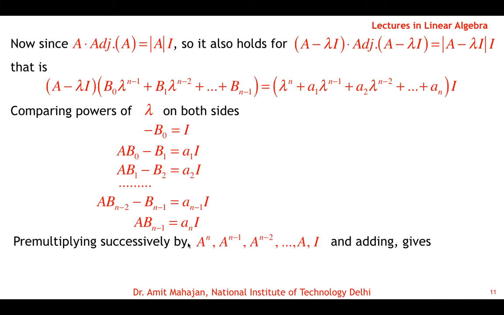So pre-multiplying successively by A power n, this first, A power n minus 1 multiplied to this second, A power n minus 2 multiplied to third, and so on, A is multiplied to second last and identity is multiplied to last, and adding this, the left hand side will add up to the zero matrix and the right hand side will add up to give us the required result, okay. So this is the Cayley Hamilton theorem. This is the same polynomial equation now satisfied by the matrix A, okay. So this is true for any square matrix A, okay, and this result is important, we can utilize this too.